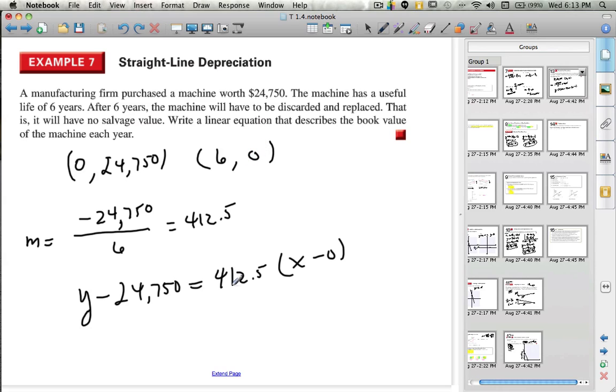It all would have been fine. I just did it because I didn't want to multiply 412.5 times 6. By putting it over here, I didn't have to do that multiplication. If I add 24,750 to either side, y is equal to negative 412.5x plus 24,750. And again, what do these things represent? This is the original value, and it loses $412.50 in value each individual year.